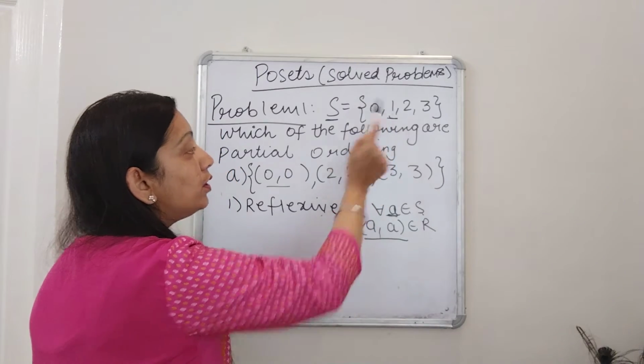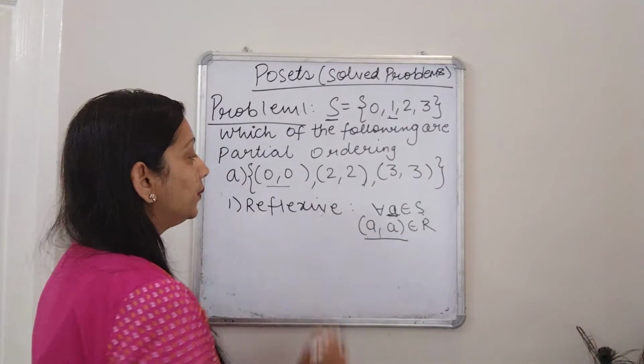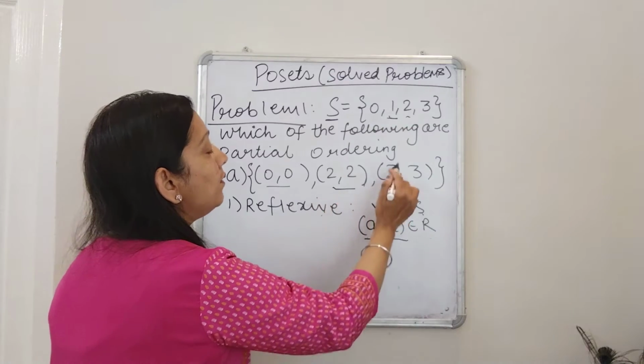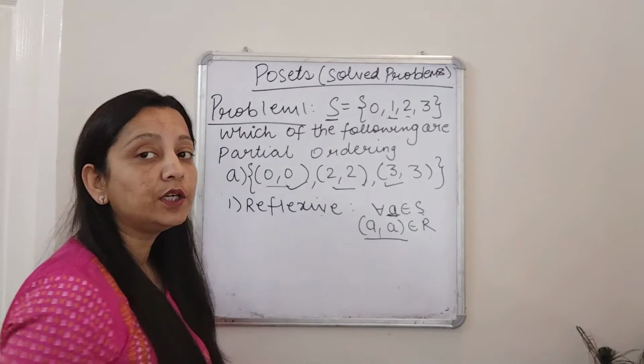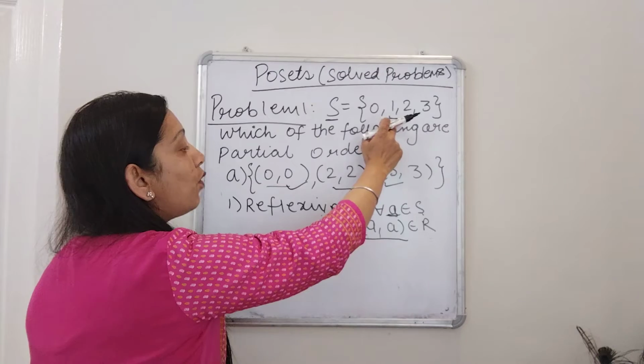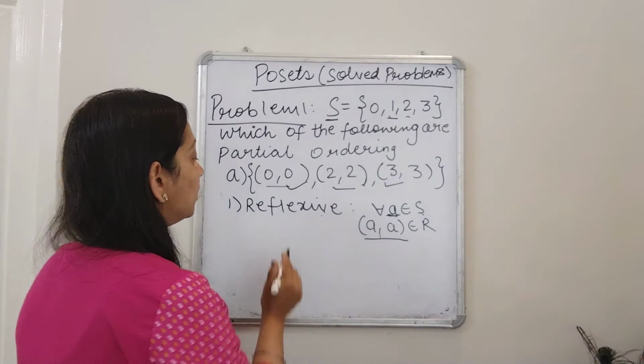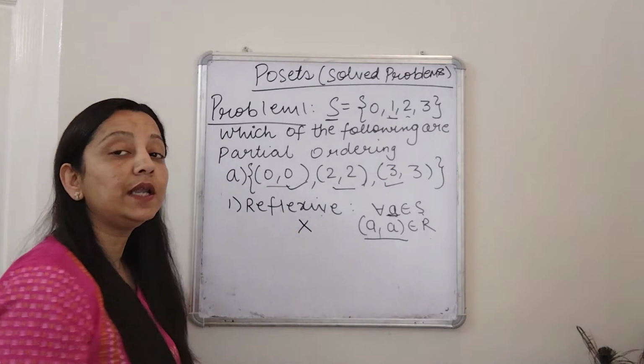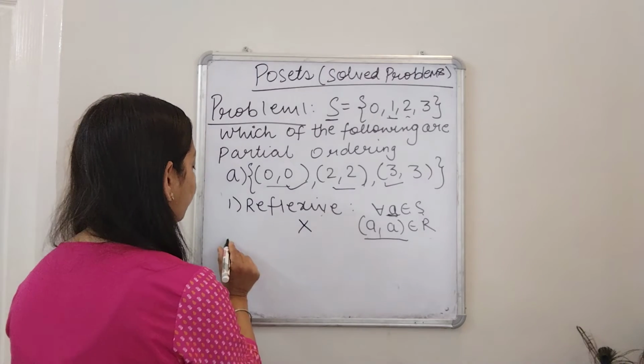Now one ordered pair, 1 comma 1, is missing here. Then for 2 we have 2, 2, and we have 3, 3. But there is one ordered pair which is missing, that is for 1. 1, 1 is missing here. So I will say that this relation is not reflexive.